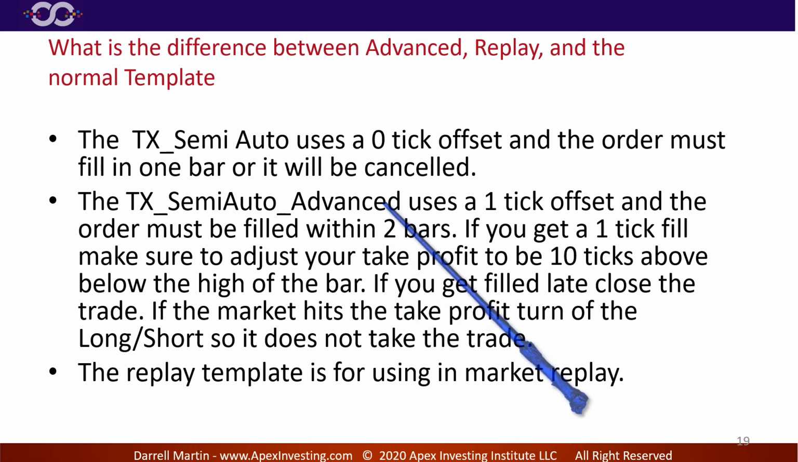Y'all understand the difference between the three templates? Does that help out? One's a zero tick offset, has 1 bar to fill. If it doesn't fill, it's going to cancel your order. That's why you hear order enter, order canceled. On this one you hear order enter, and you still may hear order canceled if it moved too fast. And we'll talk about limit orders here in a second, especially in these fast markets.